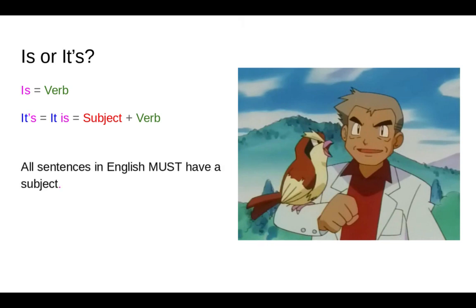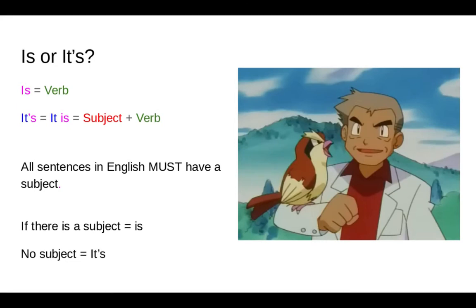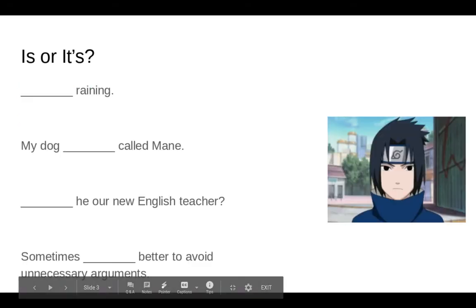Now, a rule we have to remember is that all sentences in English must have a subject, okay? That can be a person, that can be a thing. So that could be he or she or it. It also could be your name, I don't know, James, Kevin, Mohammed, something like that, okay? So if there is a subject, if you have he, she, it, James, you include is. But if the sentence has no subject, if there is no he, she, or James, or it, then it needs to be it's. Okay? Let's practice some more.